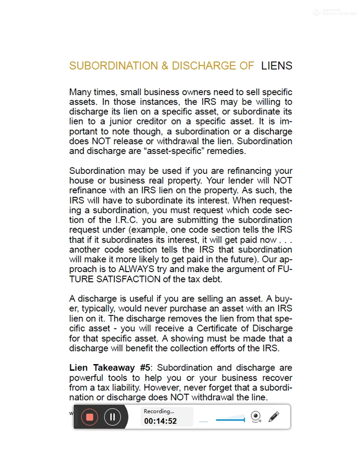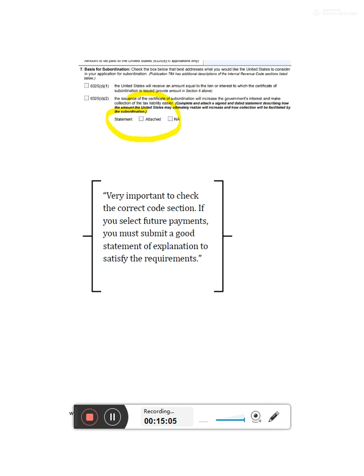And so you would have to get that certificate of discharge for that specific asset. So in the business world, subordination and especially discharge are very powerful tools that you have. Now, I want to say, I typically try to make every argument I can for future benefit to the IRS.